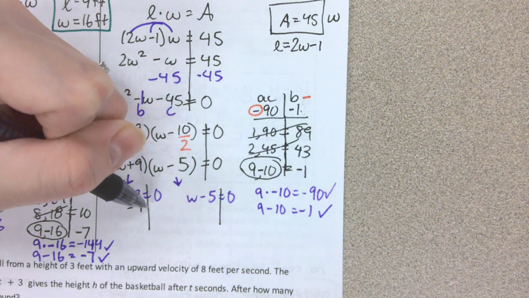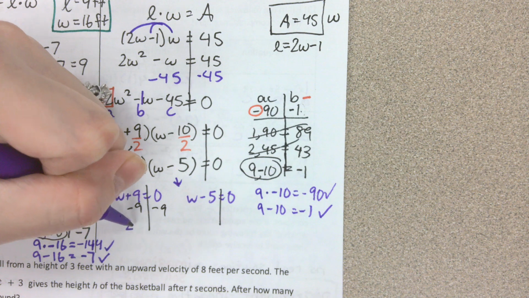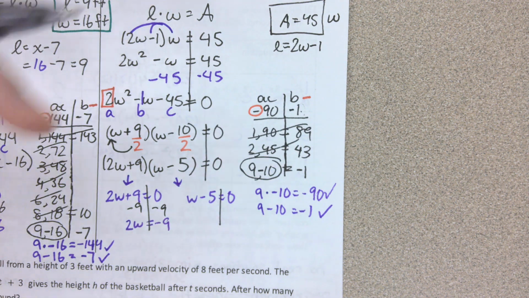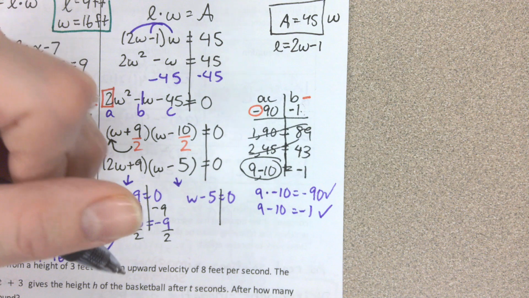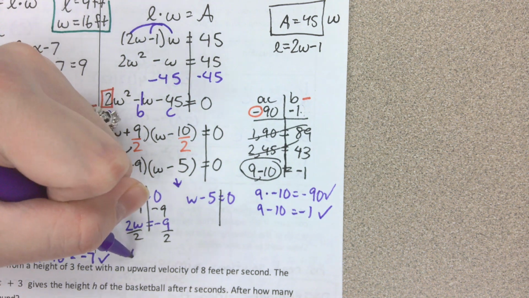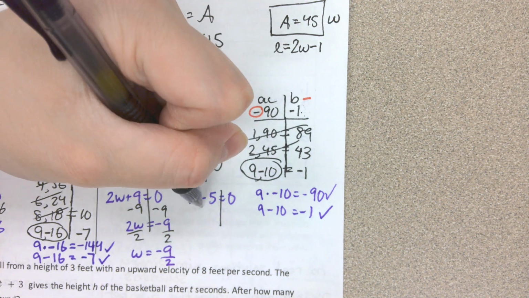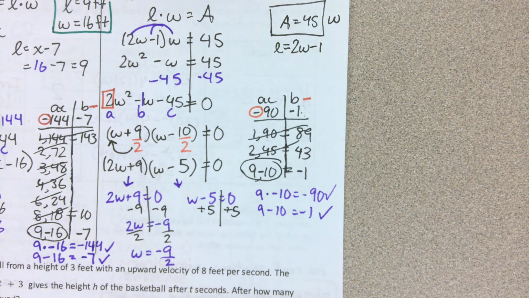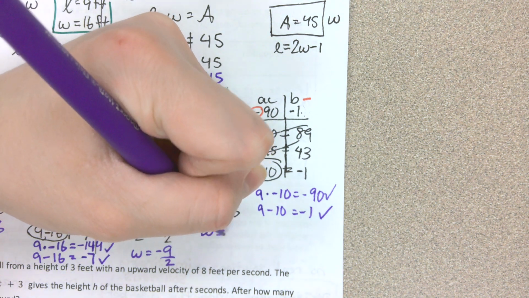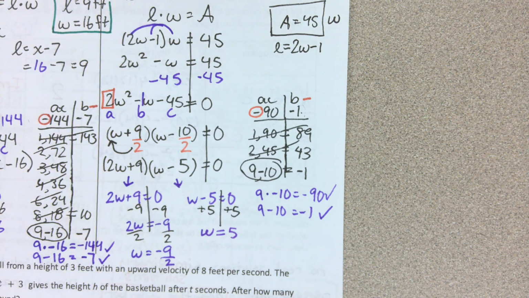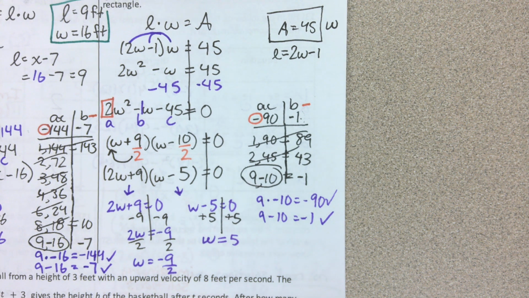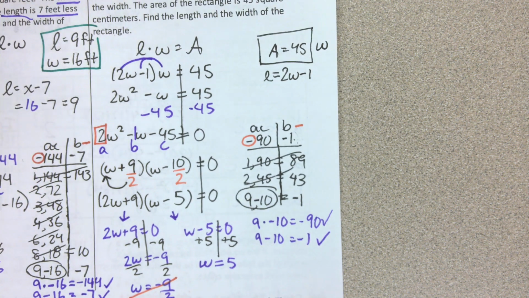Plus 9, I will minus 9 on both sides. 2w equals negative 9. Divide by 2. w is negative 9 over 2. Over here, w minus 5 equals 0. We will plus 5 on both sides. w is 5. Reminder, this is the length of a rectangle in centimeters. We're measuring. We can't measure negative 9 over 2 centimeters. This is not our answer. So we have w is 5.